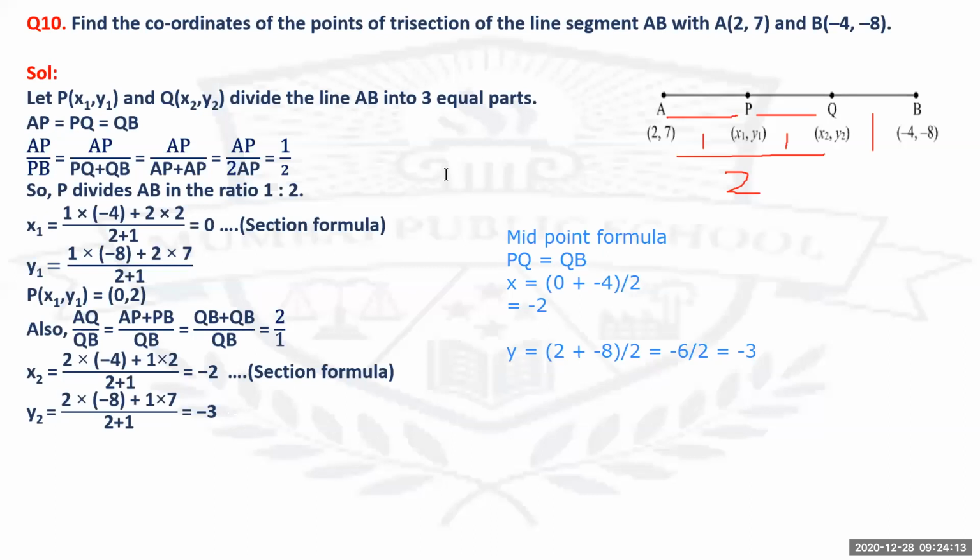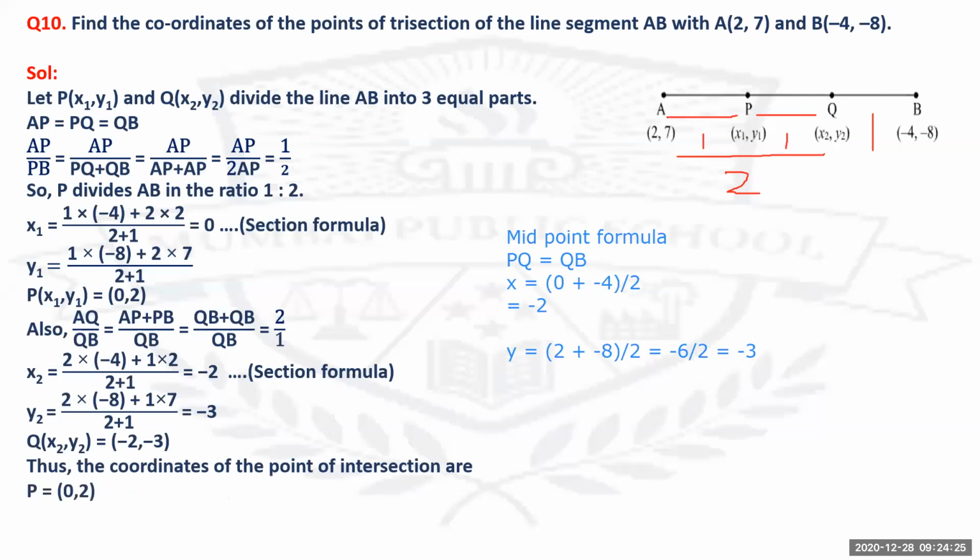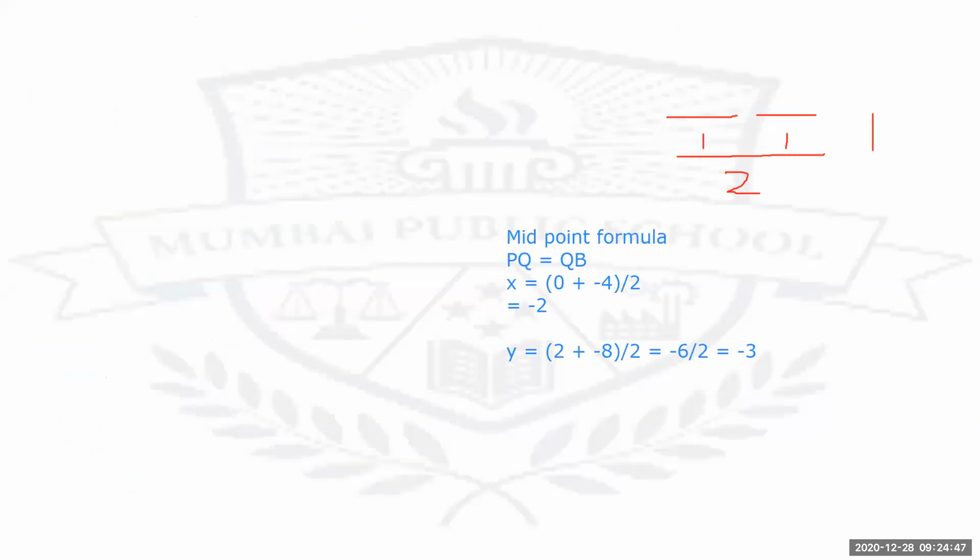Is this clear to all the students? So you'll get Q as -2, -3. Thus, the coordinates of the points of intersection are P (0, 2) and Q (-2, -3). Is this clear to all the students? Anybody who has a doubt can unmute and ask. You all can remove the screenshot of this so that we'll move ahead to the next question. Let's move ahead to the next question.